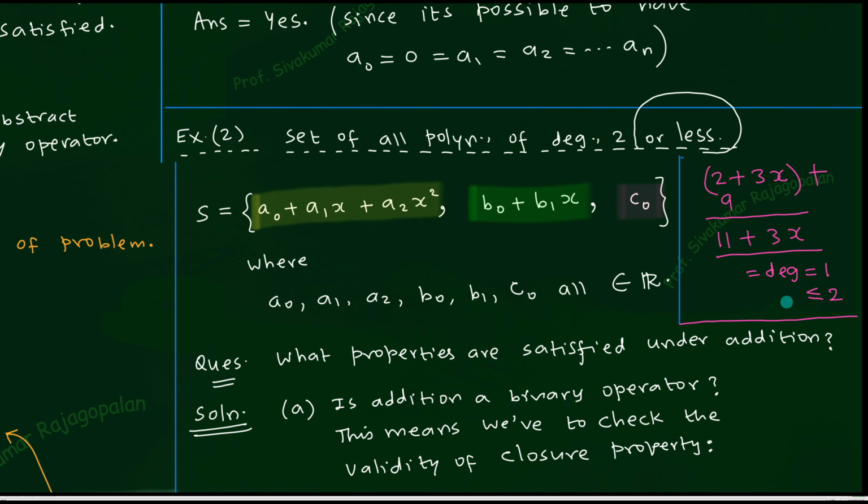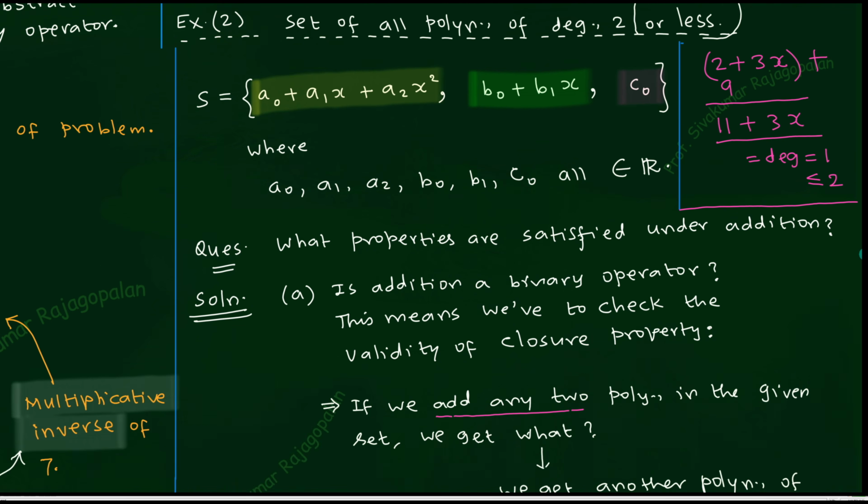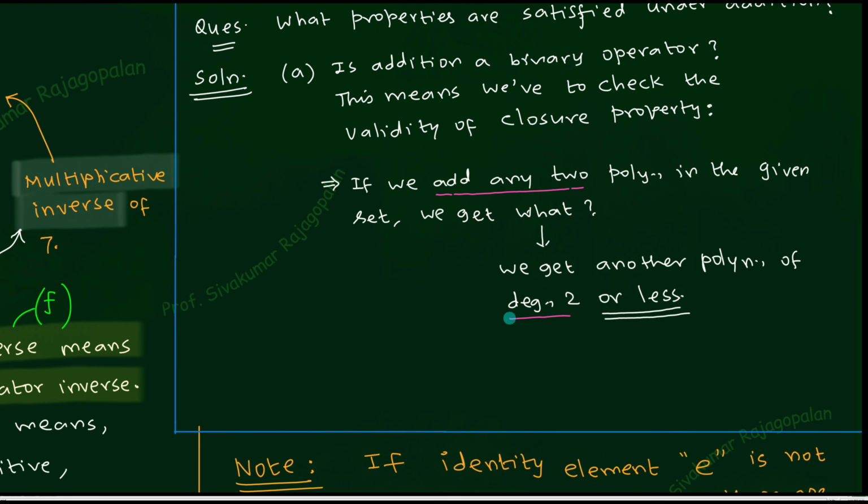Is it inside the set, right? That is the answer, so that's what I'm writing. It's a first degree polynomial. First degree polynomial means degree less than or equal to 2. That's what I'm saying, less than or equal to 2. And that polynomial is inside the set. This is very important, inside.